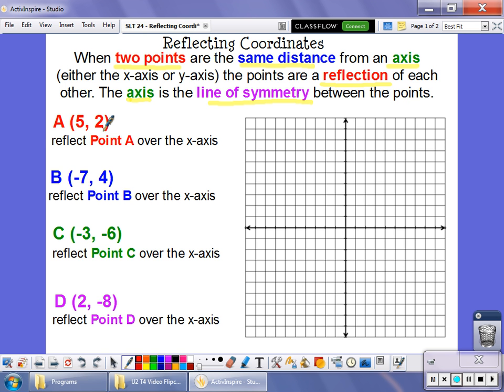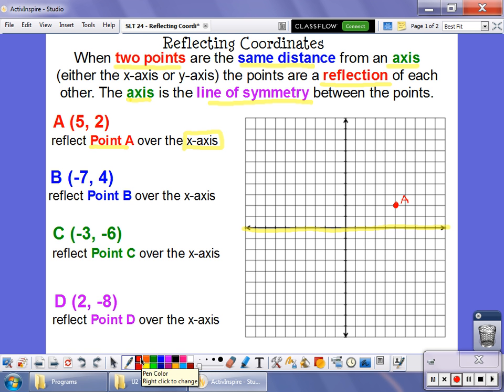Point A is located at 5, 2. So from my origin, 1, 2, 3, 4, 5 to the right, up 2. This right here is point A. Now the next thing I'm told is I want to reflect point A over the x-axis. So what you need to do is identify your x-axis, that's our horizontal axis here, and I want to reflect point A over that axis.